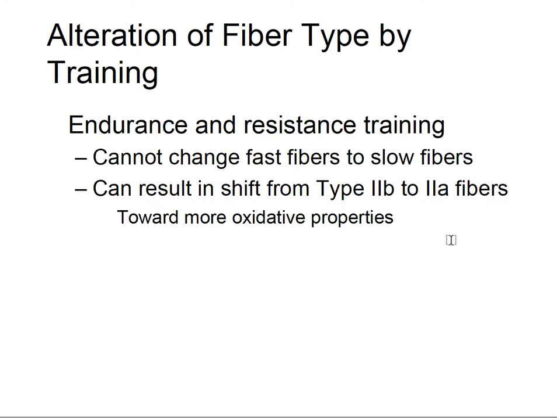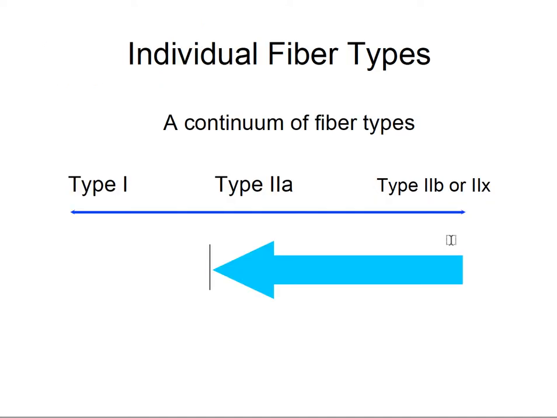As I mentioned, muscle fibers are plastic, so they can adapt or change. And it looks like with endurance and resistance training, we can shift within the type 2 fibers. So with endurance and resistance training, we can go from a type 2B to a 2X to a 2A. As of yet, there's not really good research to show that we can make the jump from fast to slow. So we can't go from type 2 to type 1. There's some evidence maybe it can be done, but not really good evidence.